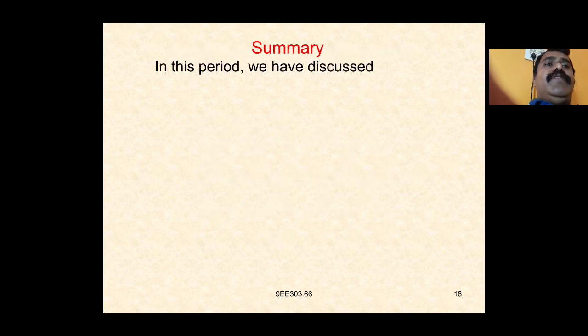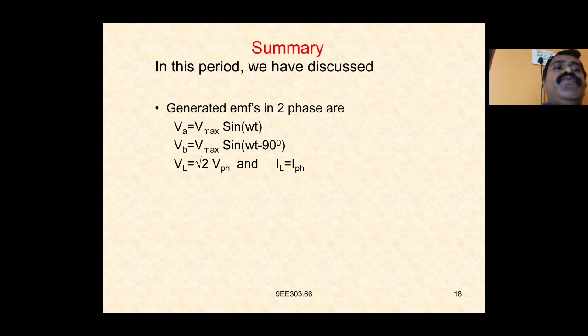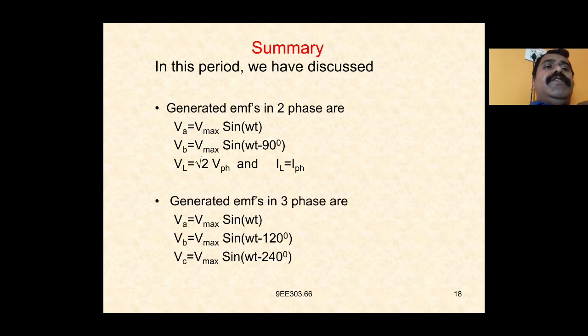In this session we have discussed generation of two-phase EMFs. In two-phase, VA is equal to Vmax sin omega t and VB is equal to Vmax sin omega t minus 90 degrees, and VL is equal to root 2 of V phase. Generation of three-phase EMFs: VA is equal to Vmax sin omega t, VB is equal to Vmax sin omega t minus 120 degrees, VC is equal to Vmax sin omega t minus 240 degrees.